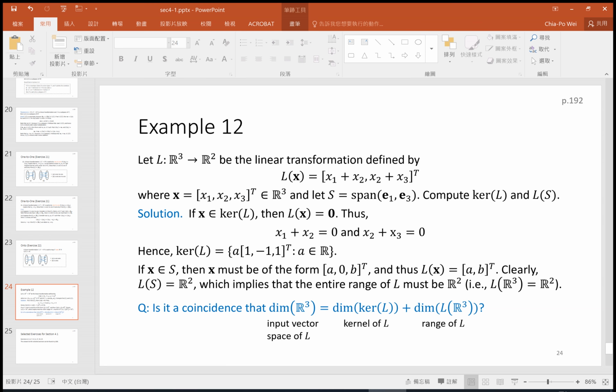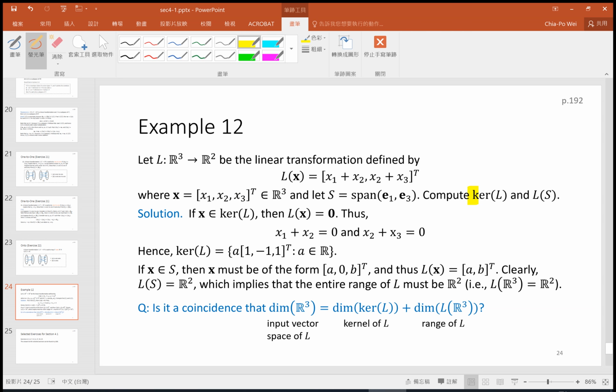First, we compute the kernel of L. If x is in the kernel of L, then L of x equals the zero vector. Hence, x1 plus x2 equals 0, and x2 plus x3 also equals 0. Solving the two equations, we obtain the kernel of L is the set of scalar a times (1, -1, 1) transpose, where a is any real number.